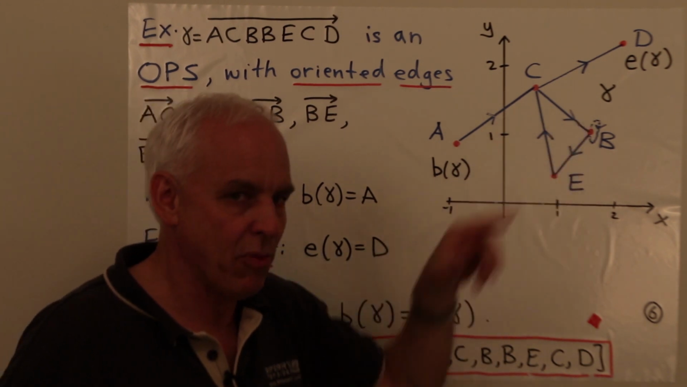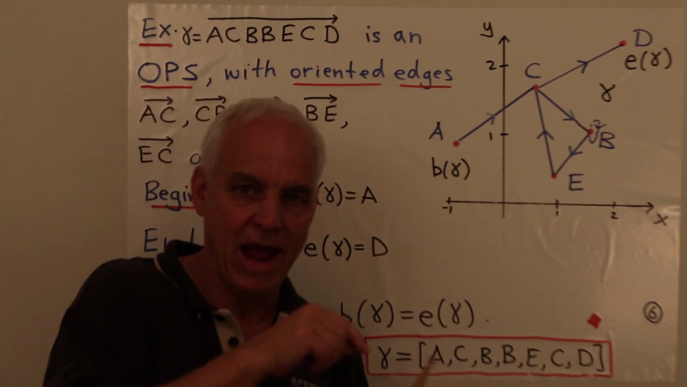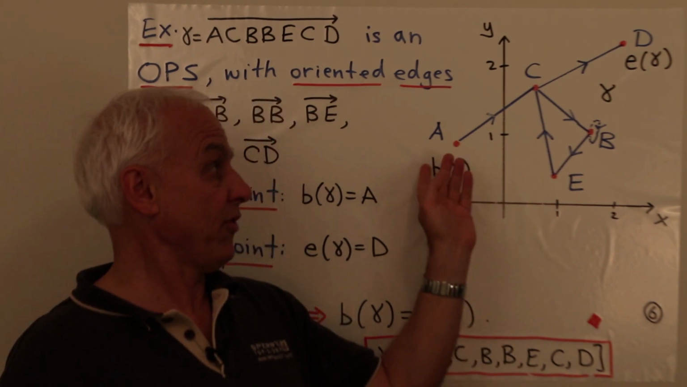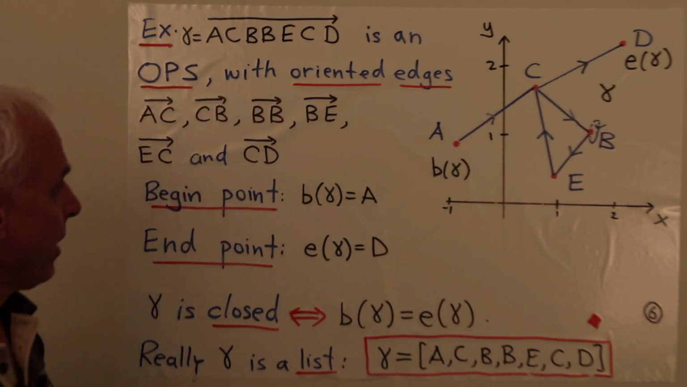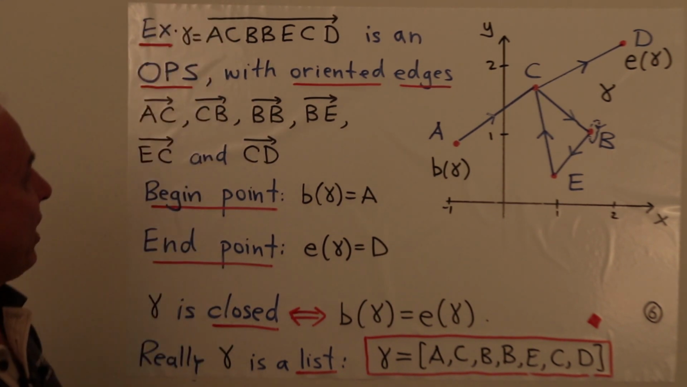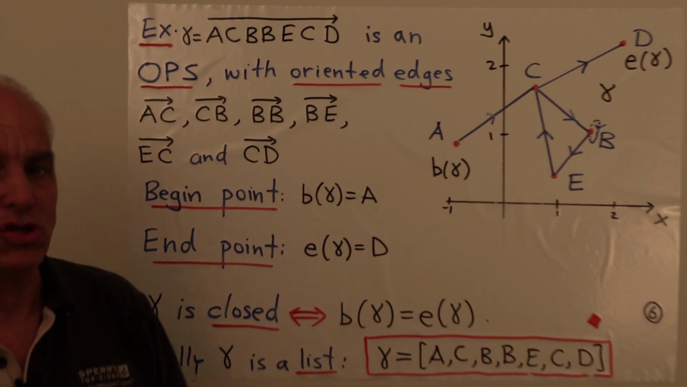A polygon cannot stay at a point repeatedly. It's not supposed to go back to where it already was unless it's the end of the loop. And also this thing is not closed. Okay, some extra terminology associated with this OPS are its oriented edges.